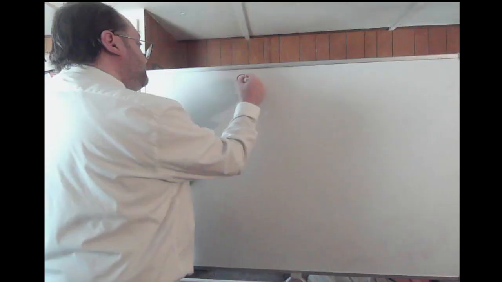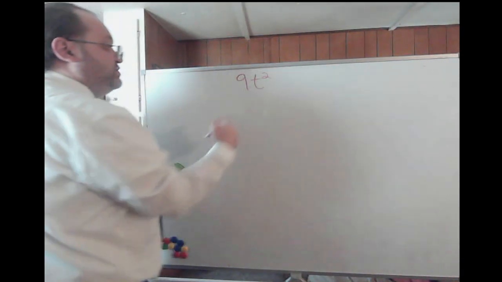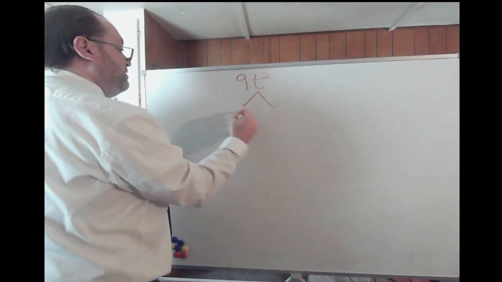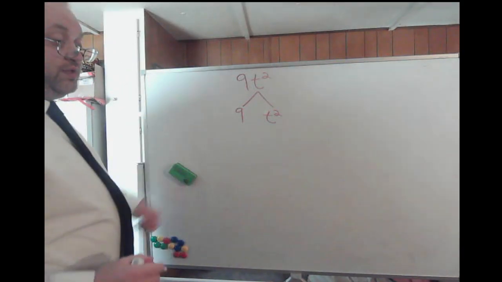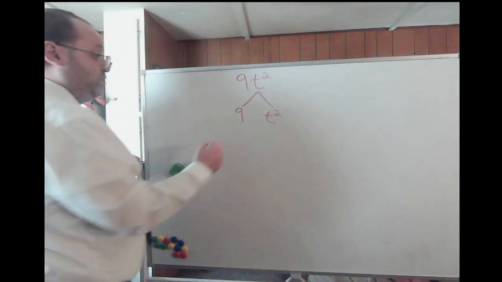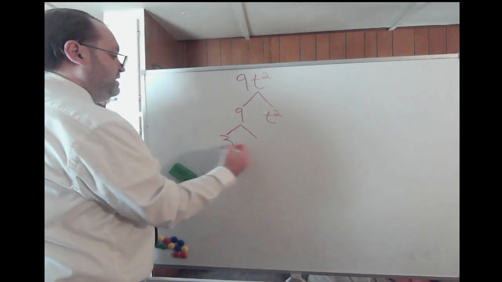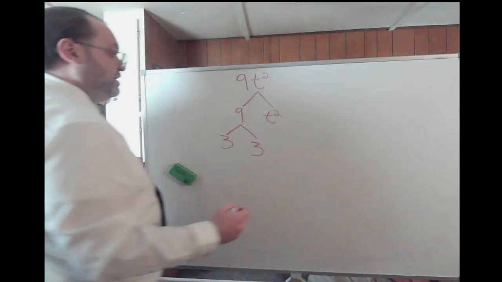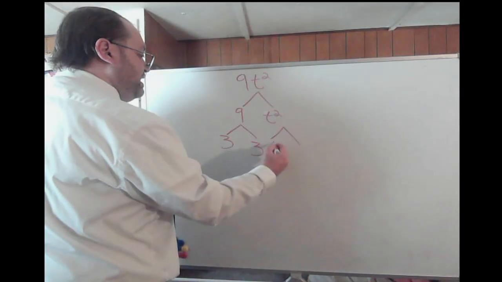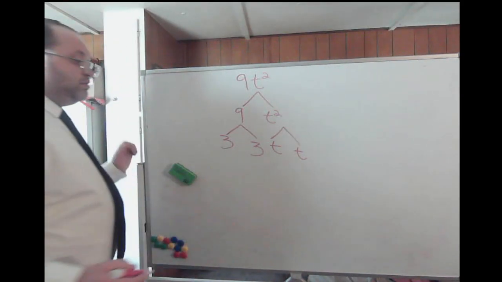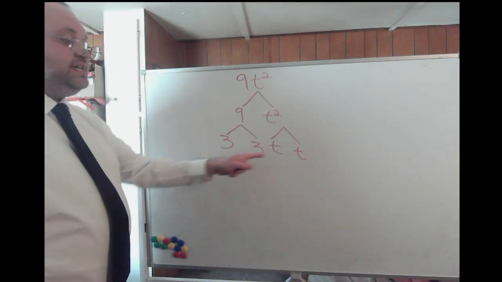Alright, let's say we have 9t squared. We want to factor the monomial 9t squared. Well, we can break it down into 9 times t squared, and we can factor each one of them. Let's start with the 9, of course. 9 breaks down into 3 times 3, right? And then t squared will break down into t times t. We can't factor 3 or t anymore because they're both prime.